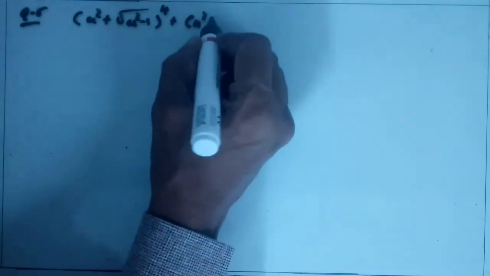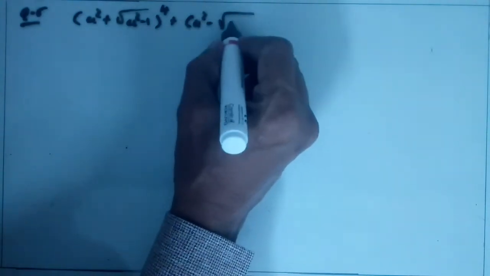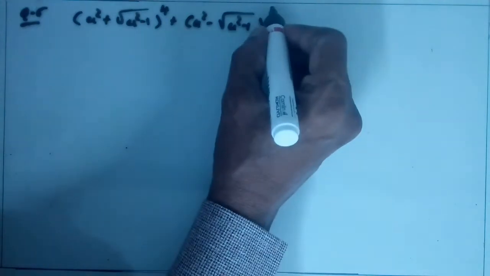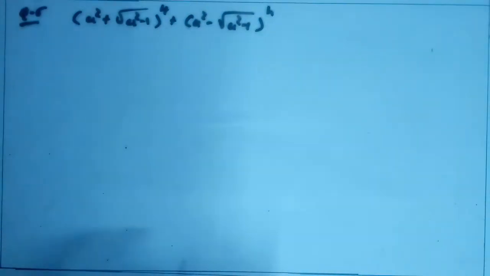Friends, now here we solve the remaining equation of miscellaneous exercise, chapter number 8. Question number 6. Find the value of (x² + √(x² − 1))⁴ + (x² − √(x² − 1))⁴ using binomial theorem.